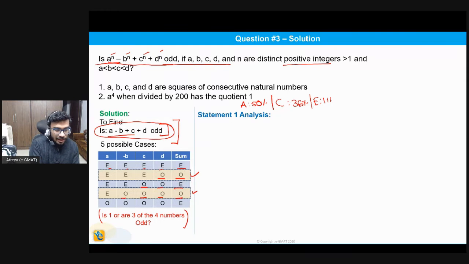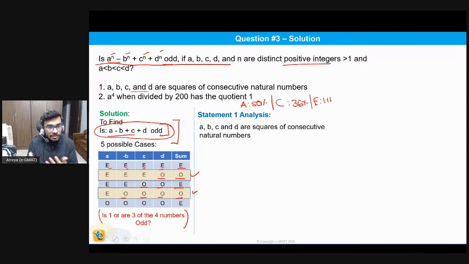In statement number one, it's been given that A, B, C, D are squares of consecutive natural numbers, right? Now, if A, B, C, D are squares of consecutive natural numbers, again, squares, powers, just get rid of them. We don't require that. Just take this information as A, B, C, and D are consecutive natural numbers, because the squares would also give me the same even and odd property.